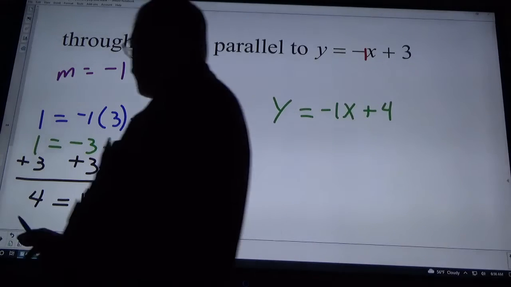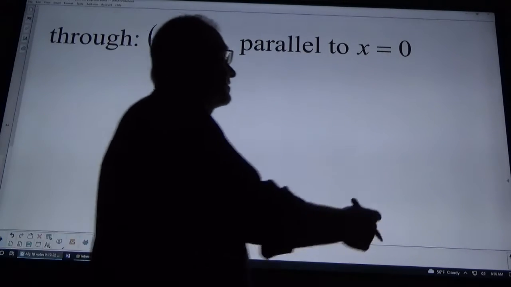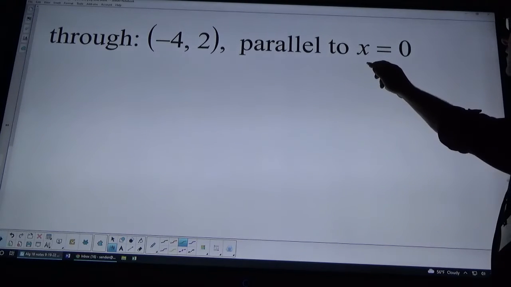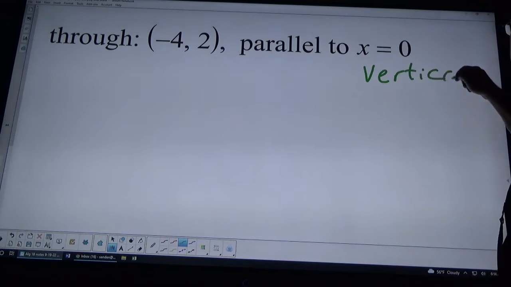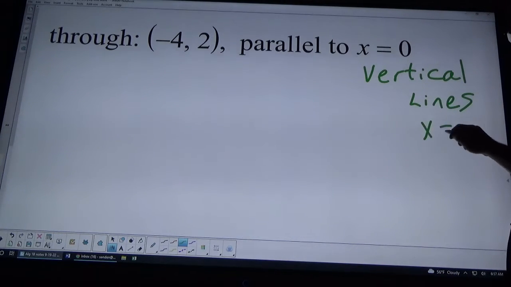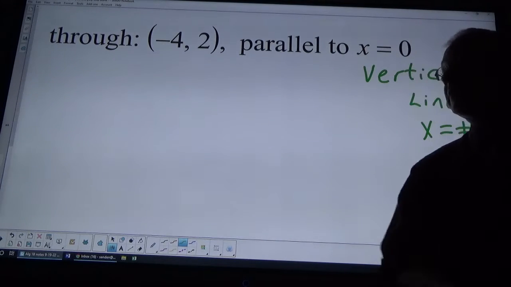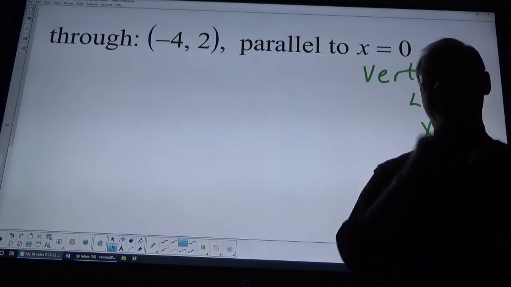All right, let's try another one. Oh boy, x equals 0. What kind of line is x equals 0? All x equals a number equations are vertical lines. They're all in the form x equals a number. Now a vertical line is going to be parallel to another vertical line.